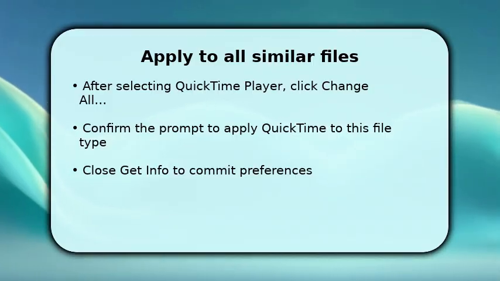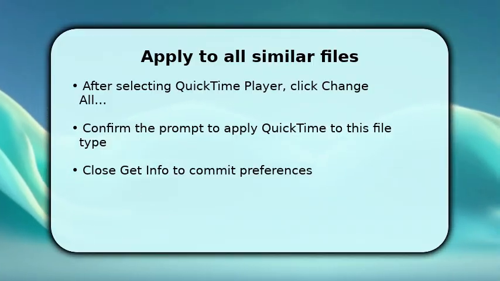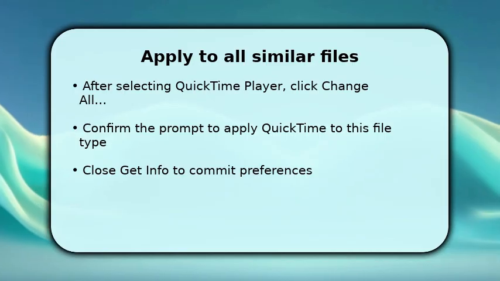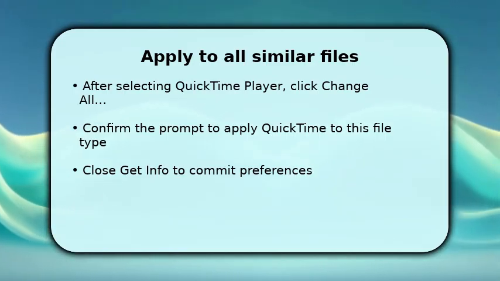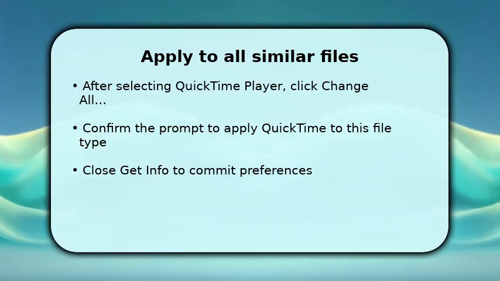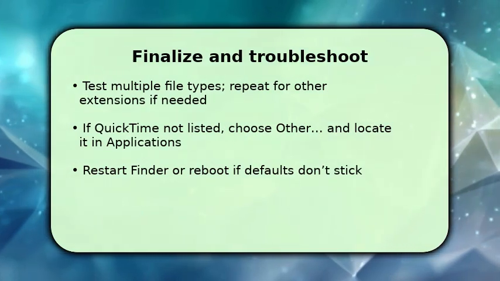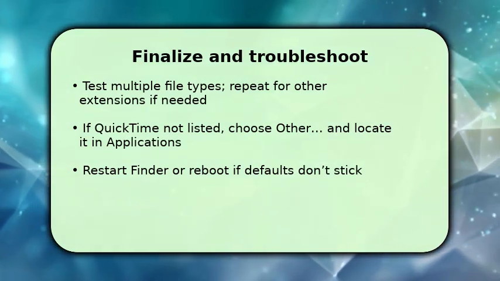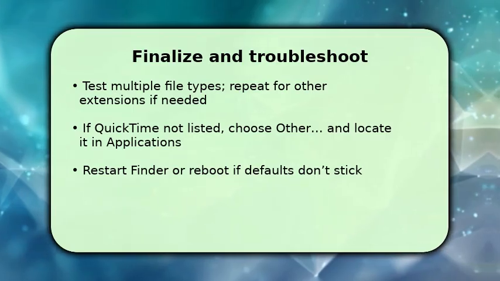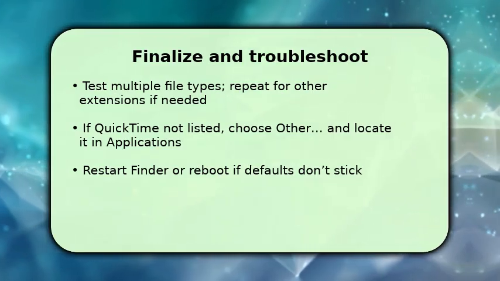After confirming, close the Get Info window and test by double-clicking another file with the same extension to verify QuickTime opens it. Finish by testing several files to ensure defaults changed across extensions. If a different extension still opens with another app, repeat the Get Info process for that extension.